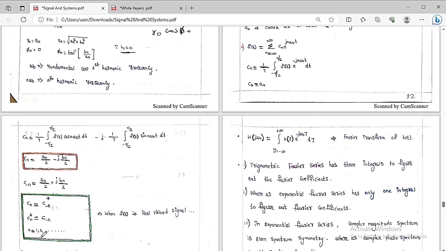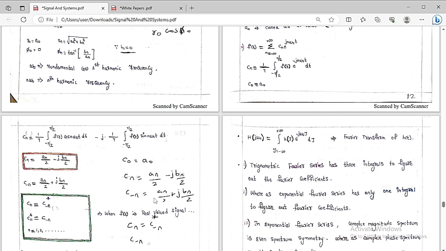Where n is a value from 1 to infinity and so on. So therefore we can say C naught is equal to 0. So C naught is equal to a naught, and Cn is equal to an by 2 minus j bn by 2, and C of minus n is nothing but an by 2 plus j bn by 2. So we can say one is the complex conjugate of the other. So Cn is Cn minus n conjugate.